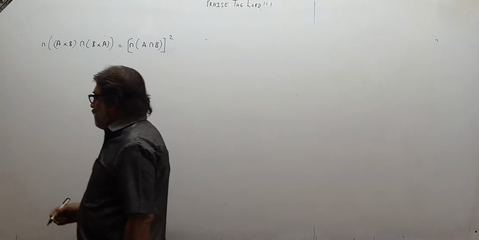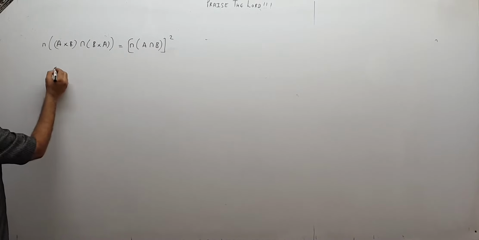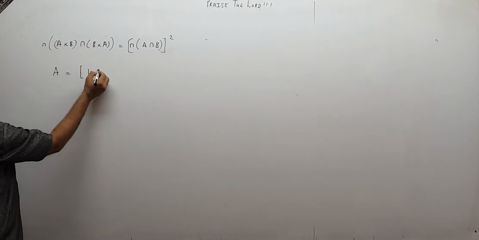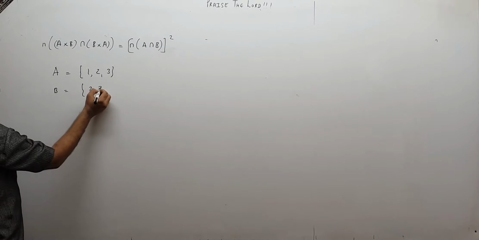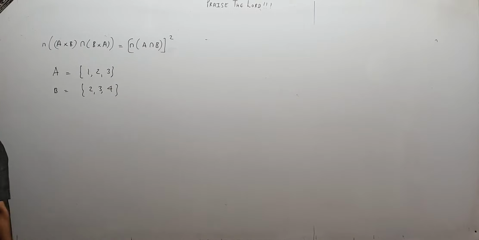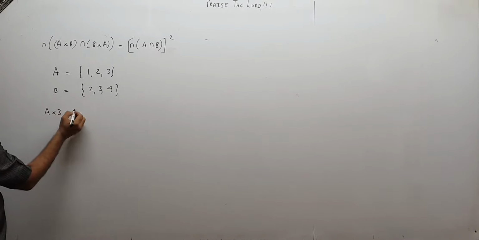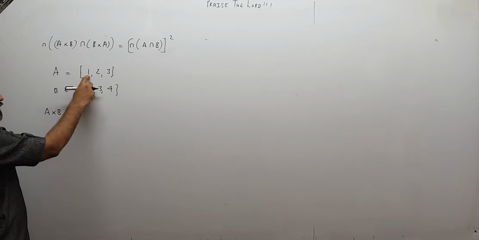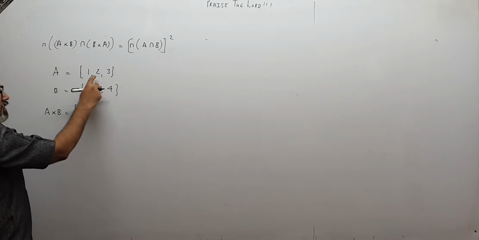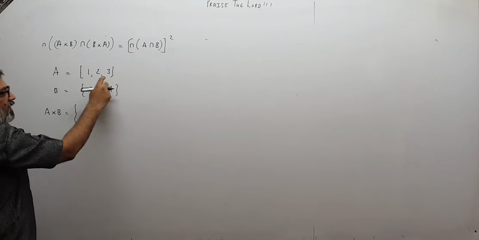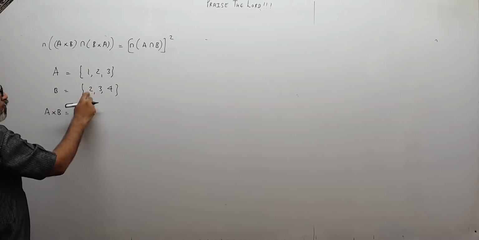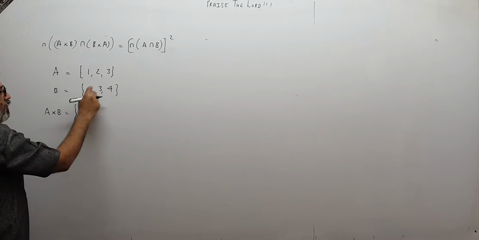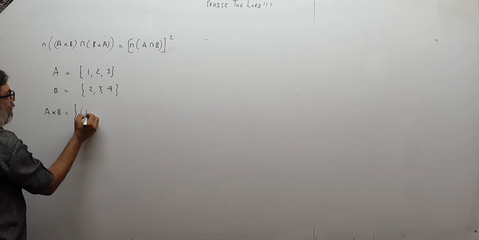What I mean to say is that supposedly A is a set 1, 2, 3 and B is a set 2, 3, 4. What will be A cross B? A cross B will be, first I take one element, connect with these three, then 2, connect with these three, and then 3, connect with these three. So 1,2; 1,3; 1,4; 2,2; 2,3; 2,4; 3,2; 3,3; 3,4. These will be the elements.